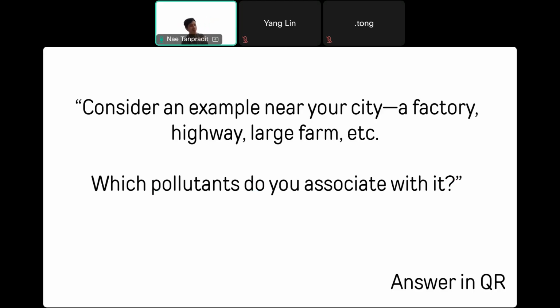Consider an example near your city. Factory, highway, a large farm. Which pollution do you associate with? Okay, type it in the chat or just speak it.